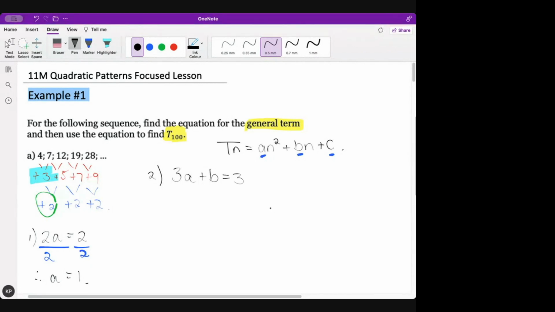So we need to learn that, okay? Second difference equals 2a. First difference is equal to 3a plus b. And what is our first term equal to? Let's see if you guys know this. You should know this. Our first term would be equal to what?